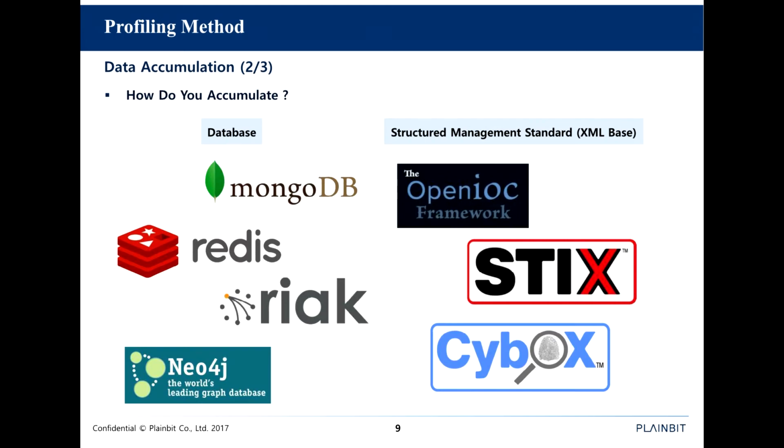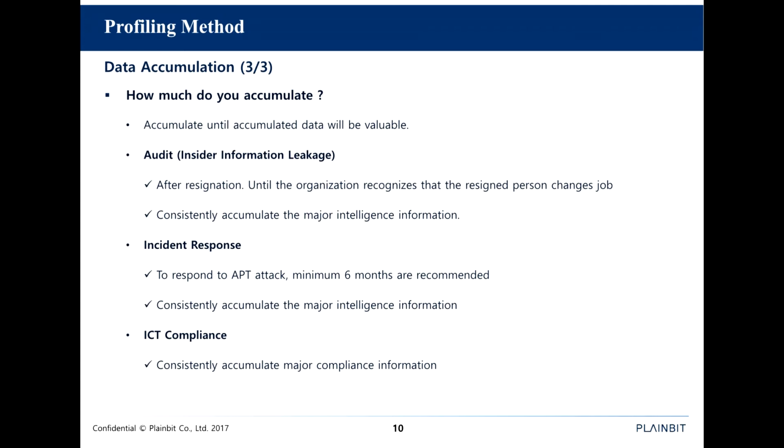When the range of data is determined, it is processed into proper form and converted into a database. NoSQL is used commonly nowadays. Database data must be able to be expressed in a structured form. Widely used formats include OpenIOC, STIX, and SIBOX. When unnecessary data is accumulated, it is expensive to manage it, so you only have to accumulate the necessary data. It is important to understand the type of incident and try to accumulate only valid data.